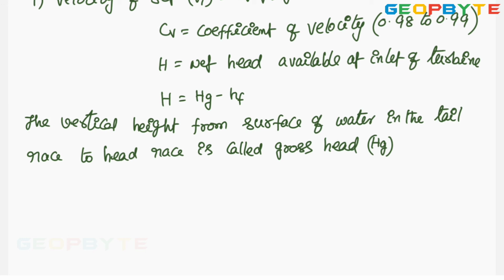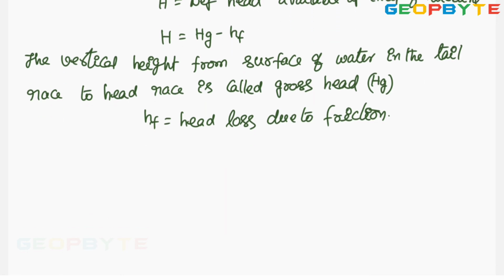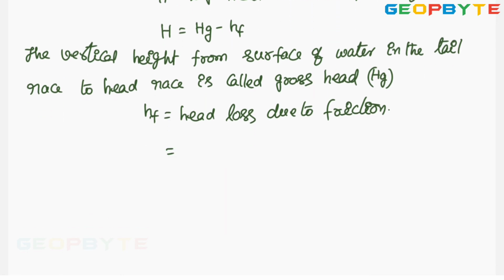Gross head minus head loss due to friction, Hf, equal to head loss due to friction. This is also called major loss. This head loss due to friction, Hf, equal to, according to Darcy, 4FLV square by 2gD. That is the head loss due to friction formula.